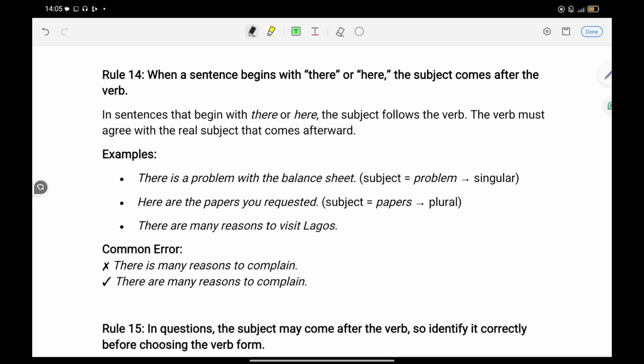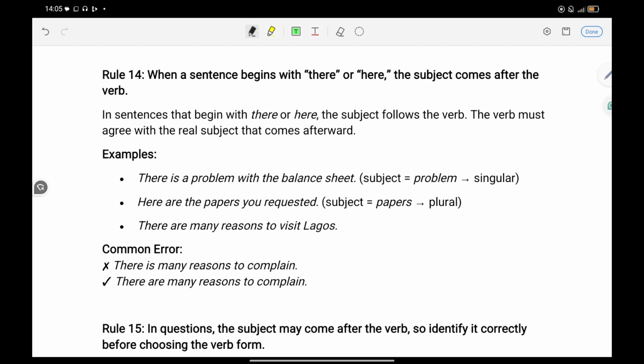Alright, let's proceed. Rule 14. When a sentence begins with there or here, the subject comes after the verb. Look at this. There is a problem with the balance sheet. So what is the subject here? Problem. There is what? A problem. If it was problems, it would have been there are. So in this case, the subject comes after the verb.